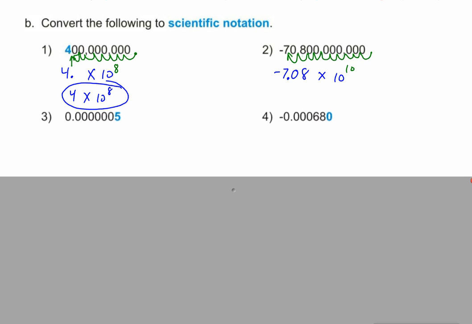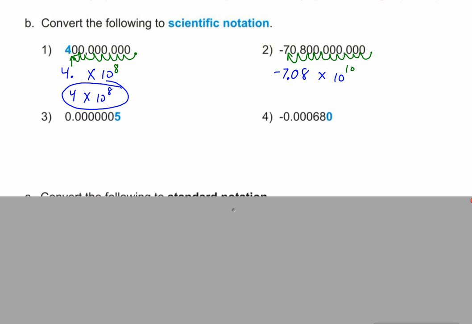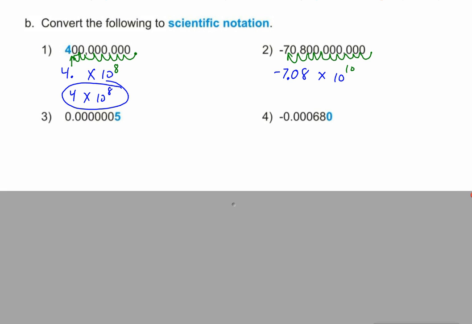All right, let's do the next one. Well, there's only one digit again. It's a 5. And usually when there's one digit, you don't need to write the decimal point. So we're just going to write the 5. Do you agree it's times 10 next? And the last thing is we got to figure out the exponent.